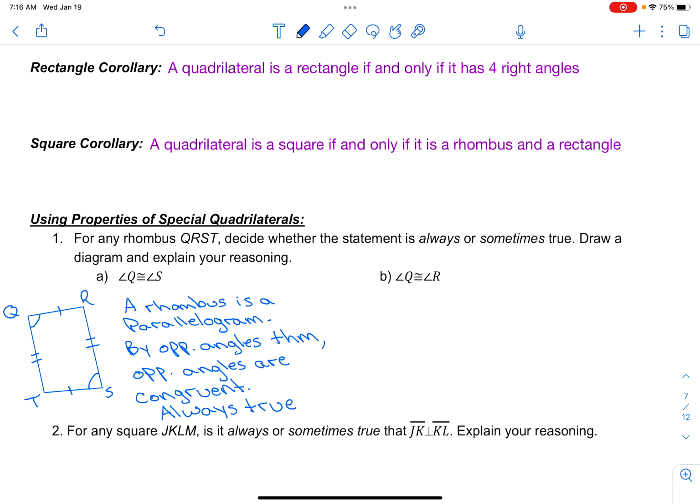So a rhombus is a parallelogram. A parallelogram is a quadrilateral with both pairs of opposite sides parallel. And then we also learned that if both pairs of opposite sides of a quadrilateral are congruent, then the quadrilateral is a parallelogram. And so with all of the different theorems, we know that those opposite sides have to be congruent. And then because of that, we can use our opposite angles theorem to know that opposite angles are always congruent. So in this case, angle Q being congruent to angle S would always be a true statement.